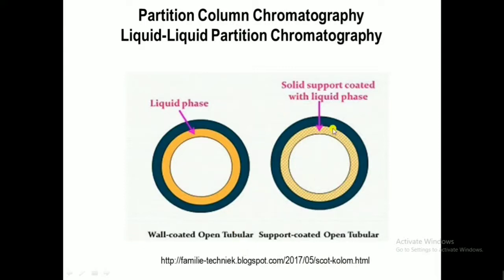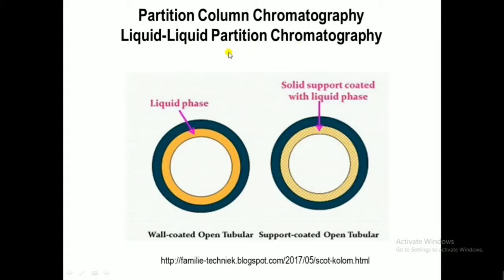The other way is you first coat a solid material on the inside walls of the tube, and you impregnate that solid material with a liquid phase. That solid is a support, and you coat your liquid phase on that solid phase. That is what we call the support coated open tubular column. These are the two ways a liquid is made into a stationary phase. Now the mobile phase is a liquid in this case, so this is liquid partition chromatography.